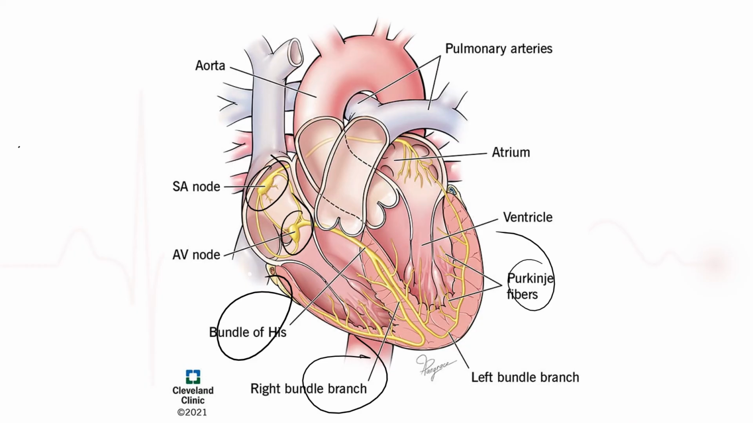To consider the SA node and the AV node to really be part of the conduction system, or have any relationship to these conduction fibers, I'm just not sold on. I get that there's a relationship, but to lump them in as the same thing just doesn't make any sense to me. So this is the way I oftentimes think about it.